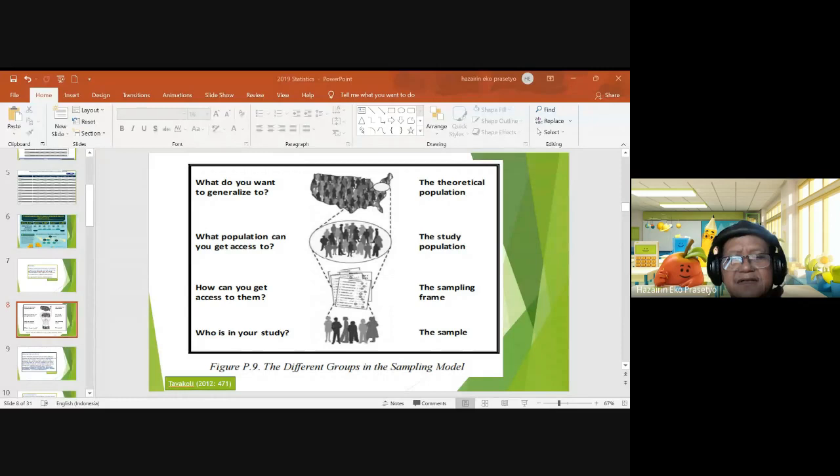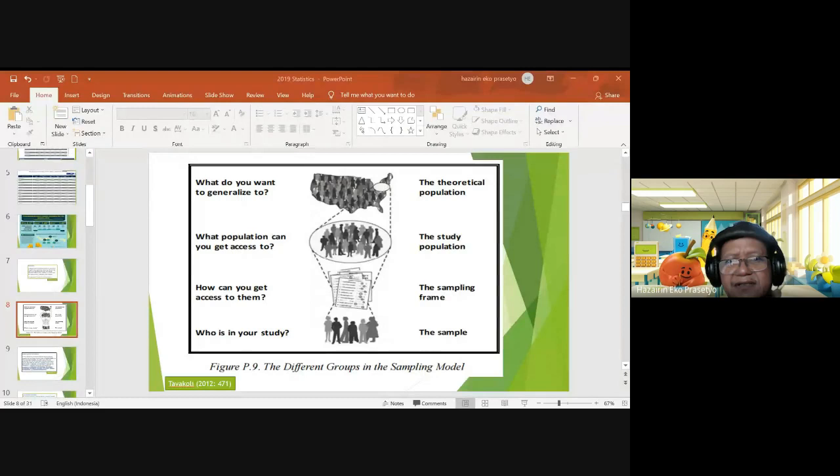Then I think what we do is generally like this. We have a theoretical population, we have a study population, and we have a sample. From the study population to the sample, there is a procedure which is called the sampling frame. In the sampling frame, there are criteria, for example, who will be eligible to be the sample of the research.